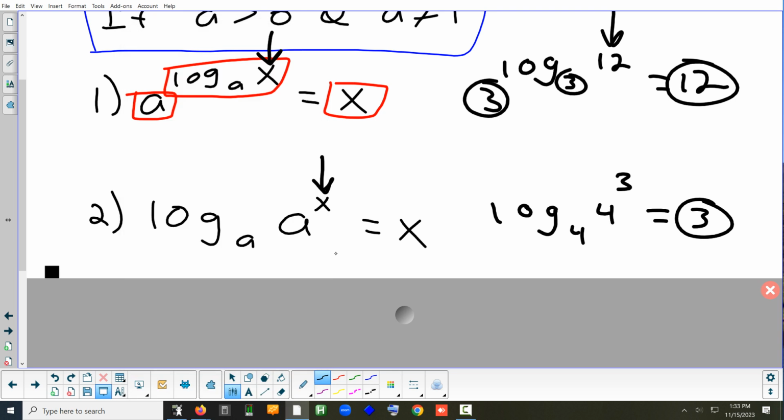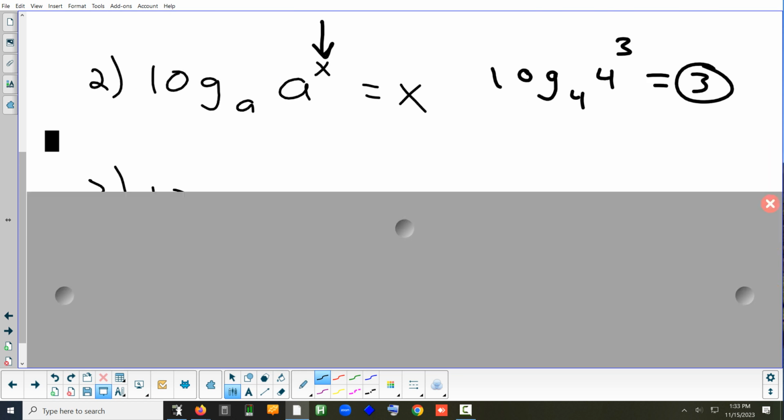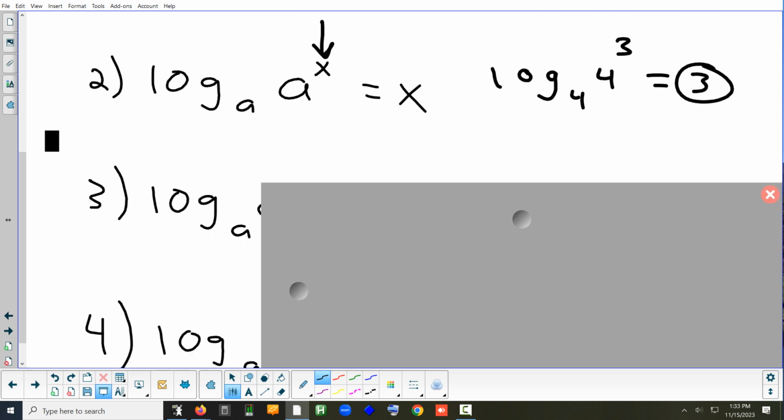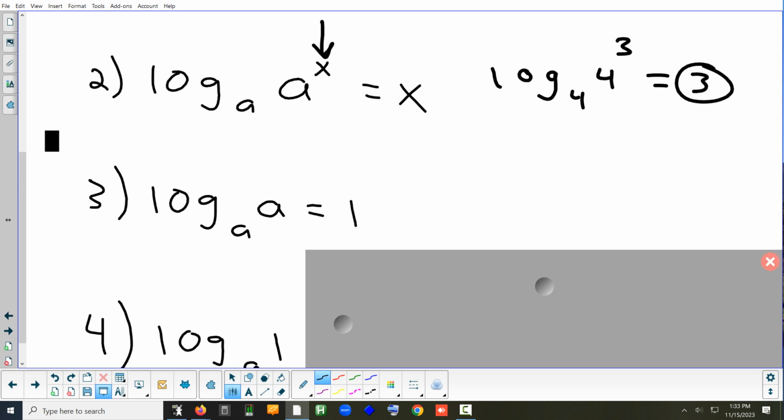So that's two of them. Now the other two you already saw in the homework. Does anybody remember what happened when we had log base 10 of 10? When those two numbers matched? The answer was 1.